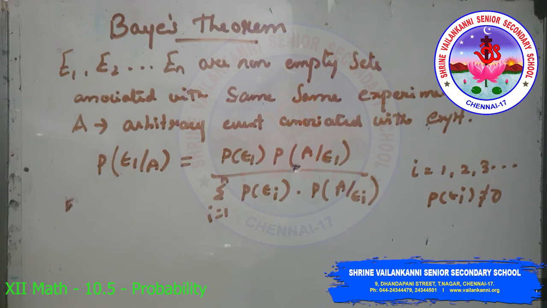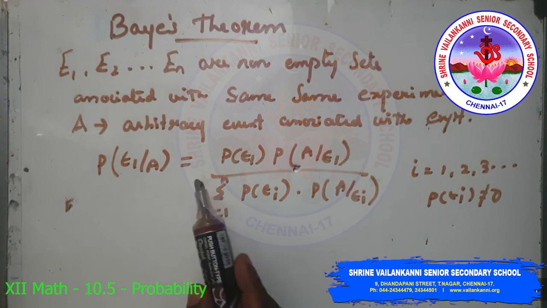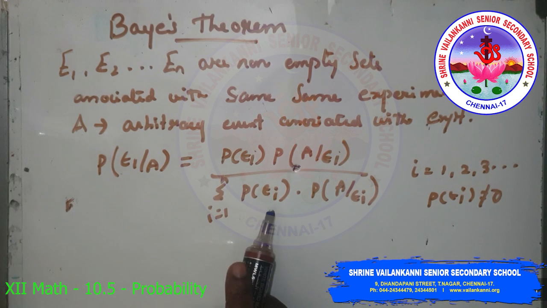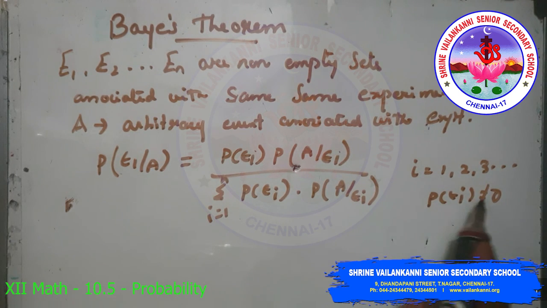Bayes theorem: if E1, E2, etc., En are non-empty events which constitute a partition of sample space S, that is, E1, E2, etc., En are pairwise disjoint, and E1 union E2 union etc. union En is equal to S. That is, E1, E2, etc., En are n mutually exclusive and exhaustive events associated with the sample space S. Let A be any event of non-zero probability, then P(Ei|A) = P(Ei) P(A|Ei) divided by the sum from i equal to 1 to n of P(Ei) P(A|Ei), where i takes values 1 to 3 etc., such that P(Ei) is not equal to 0.